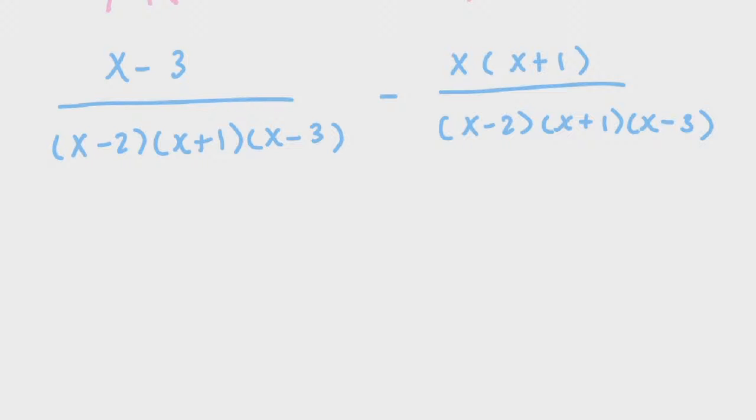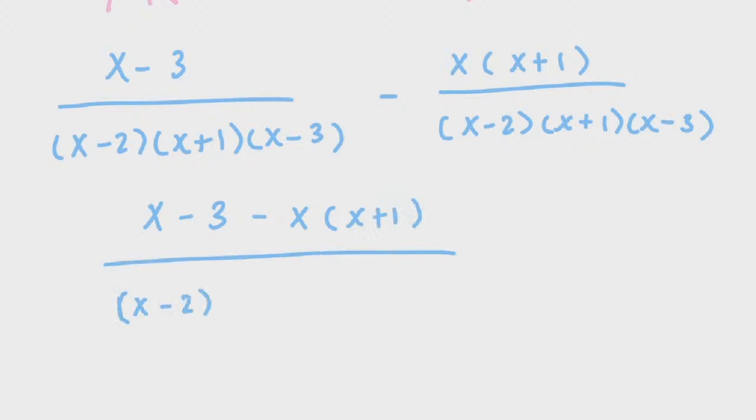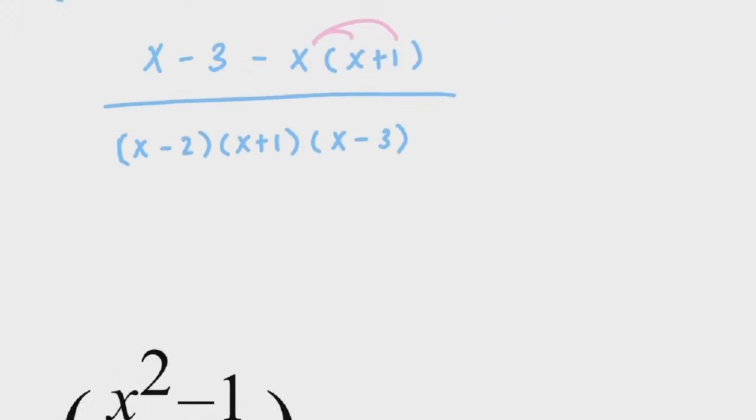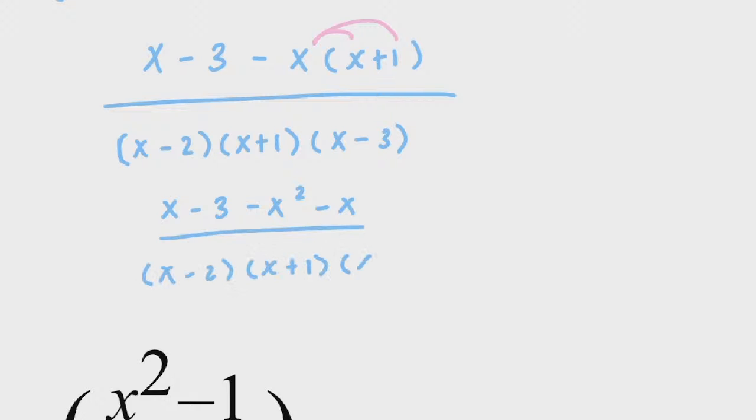Next, we can combine this into one fraction. So that'll be x minus 3 minus x times x plus 1 over the LCD. And next we'll want to simplify the numerator. So I'm going to distribute the negative x. So this becomes x minus 3 minus x squared minus x over x minus 2, x plus 1, x minus 3.